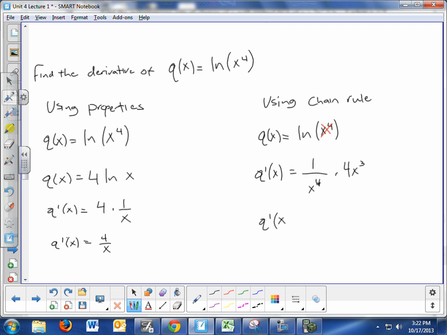Well, I can simplify that. I have 4x cubed over x to the 4th, not 4x to the 4th. And that's equal to 4 over x. So either way, you get the same answer. It's up to you what you want to use and how you want to use it.